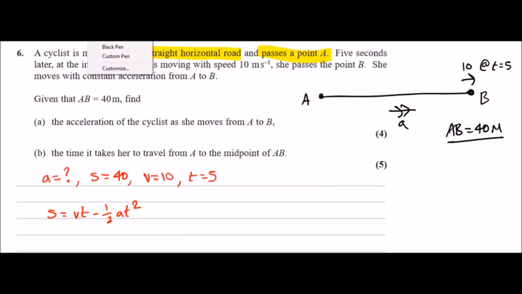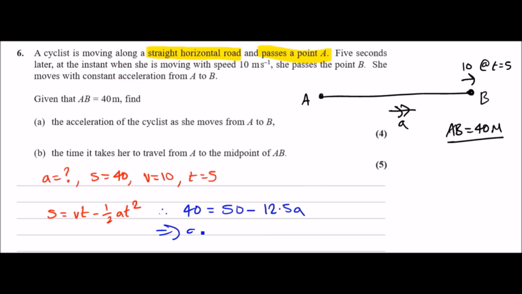Now literally just plug it all in. S will be 40 equals V times T, so 10 times 5 is 50, minus half of AT squared. We want A, so half of T squared: half of 5 squared is 12.5 A. And that's it. Now just rearrange to make A the subject.